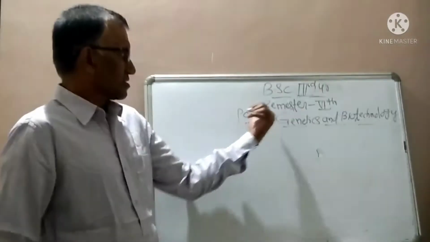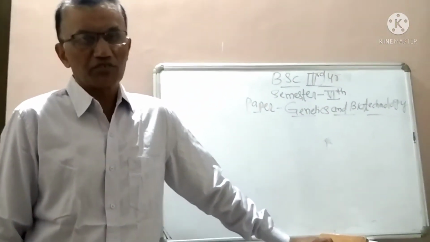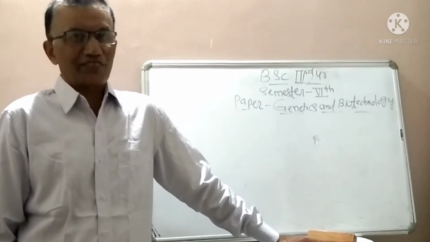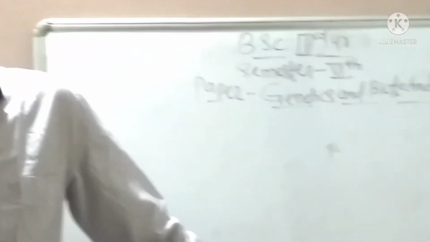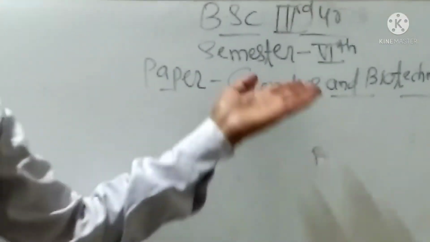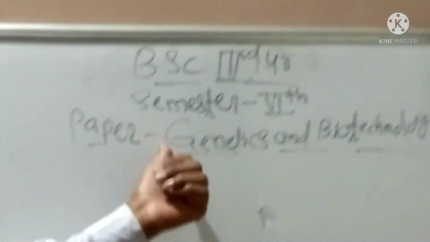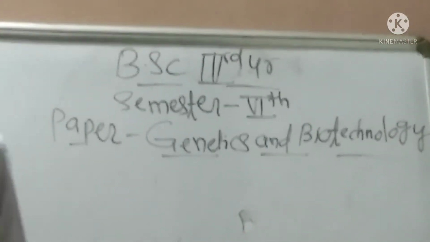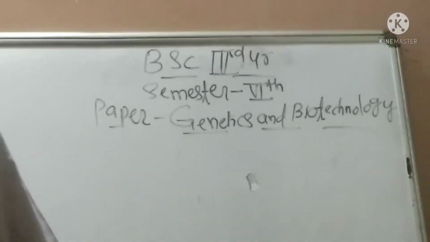So, your semester 6th. In the previous semester, that is semester 5th, you learned about cell biology and molecular biology. So the basic things required for this paper, cell biology and molecular biology, we have already studied. Whatever the paper is concerned with me, that is genetics and biotechnology. Those who have the group of chemistry, botany and zoology have already learned it.